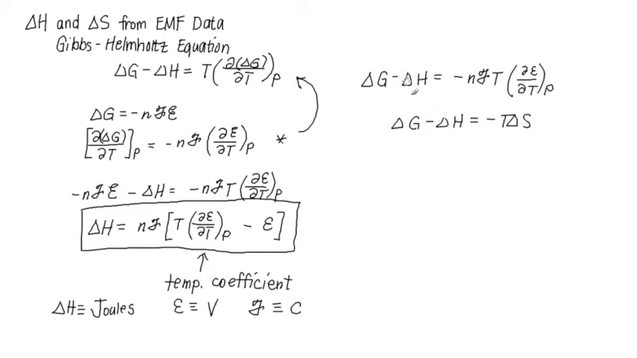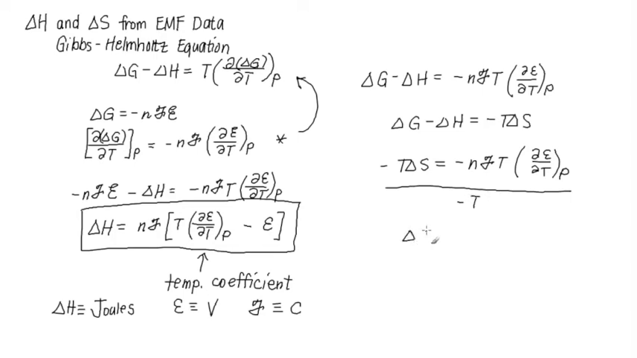Since the left sides are the same, we can equate the right sides of the two equations. So we have negative T delta S equals negative NFT times the temperature coefficient of EMF, and then if we divide the whole equation by negative T, we get delta S equals NF times the temperature coefficient.